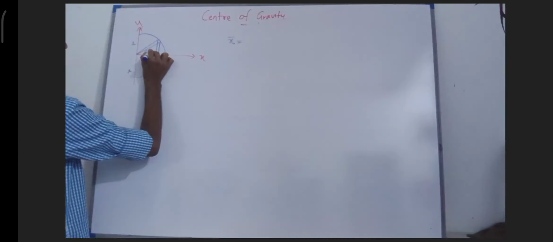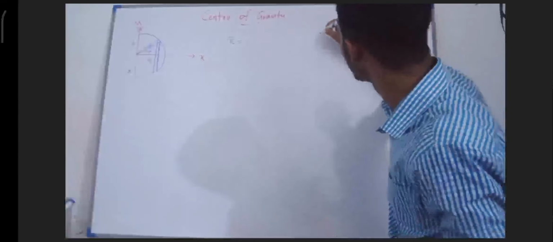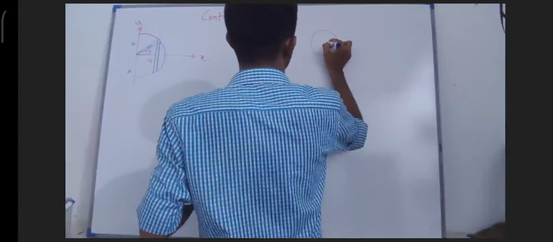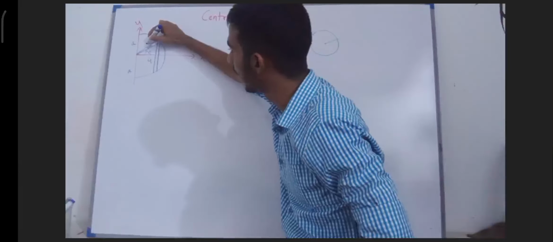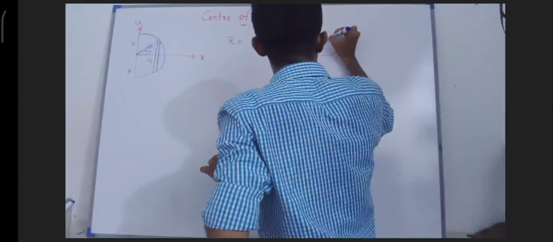Now I measure theta from here, so this will be delta theta. If I chop this hemispherical shell, I will get small pieces like this, like a ring. Now let's say this is a, the radius of this one. If I take this small piece, this is a, so this is a cos theta and this is a sin theta. So the r is a sin theta.